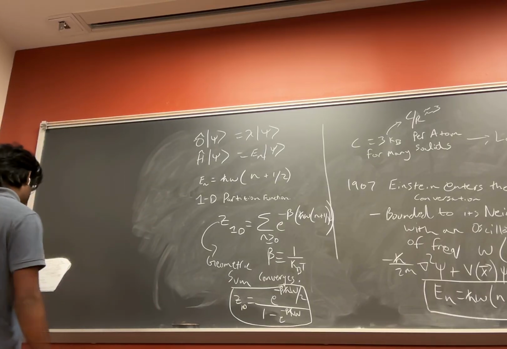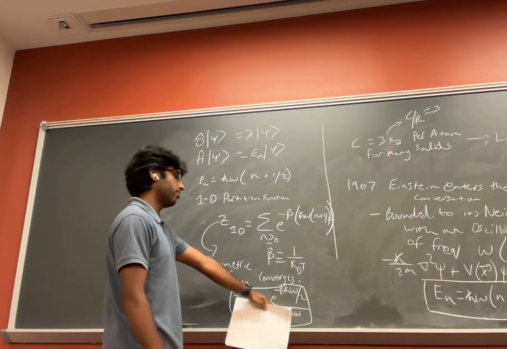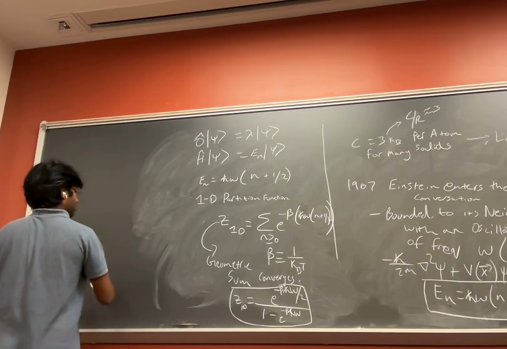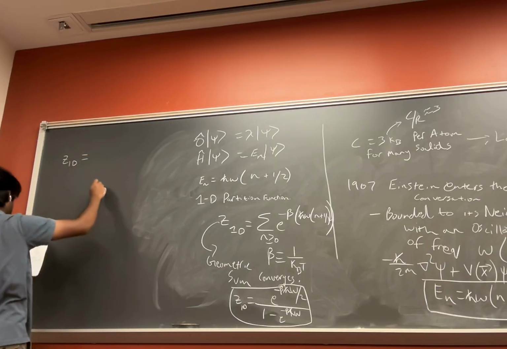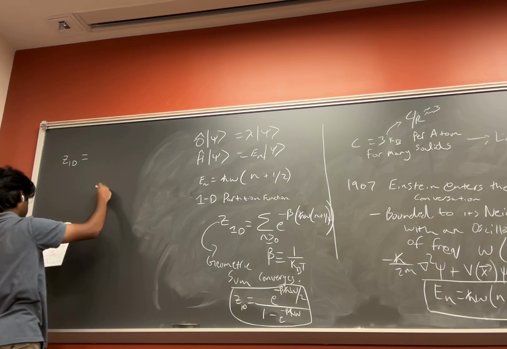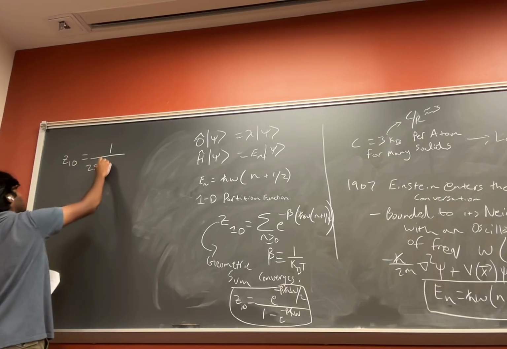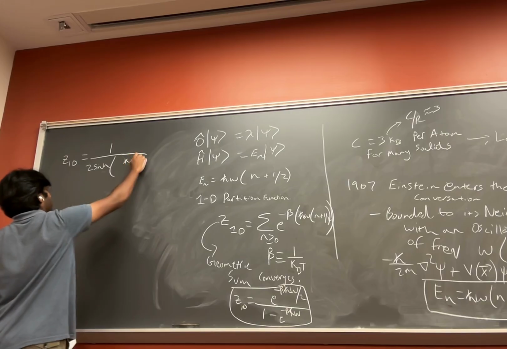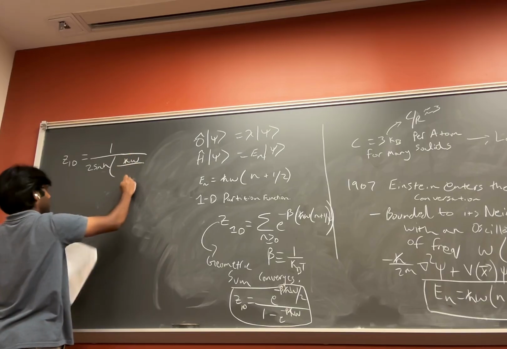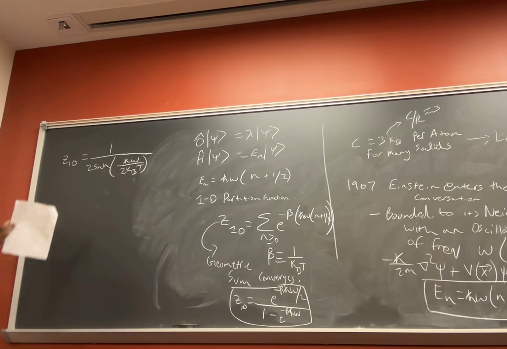And now we can rewrite the 1D partition function in terms of hyperbolic trig functions. So Z1D can also be rewritten as 1 over 2 sinh of h bar omega over 2 kBT. And this is just a small algebraic exercise you can work out.